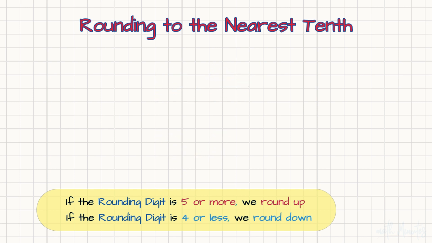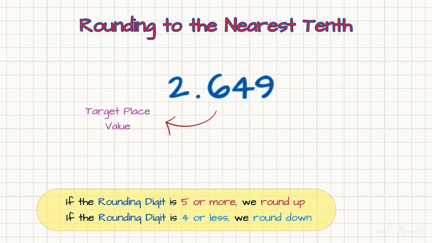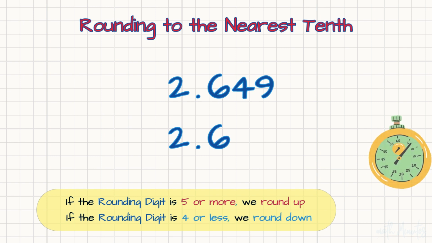Let's consider another example. We'll round the number 2.649 to the nearest tenth. Our target place value is 6 and our rounding digit is 4. As before, we ignore everything that comes after the rounding digit. We see that 4 is lower than 5, so we round down. Our place value 6 stays the same, and all other digits after it are 0. So 2.649 rounds down to 2.6. Rounding to the nearest tenth allows us to express numbers with a level of precision appropriate for certain situations.